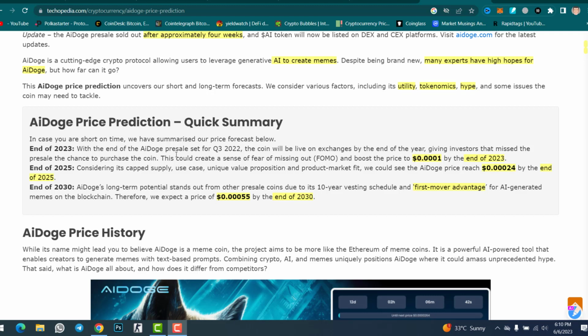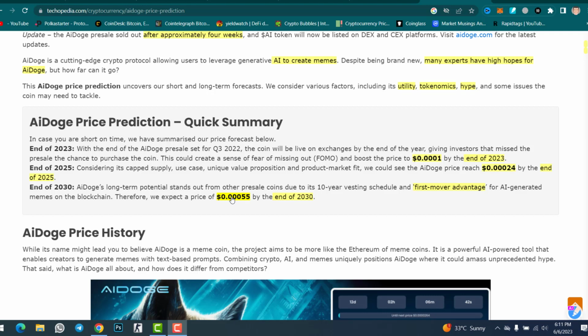For 2025, considering its capped supply, use case, unique value proposition and product market fit, we could see the Ai Doge price reach 0.0024 by the end of 2025. So after 3 years, at the end of 2025, we can see the price of Ai Doge at 0.0024. Moreover, if we check the end of 2030, after 8 years, Ai Doge's long-term potential stands out from other pre-sale coins due to its 10-year vesting schedule and first mover advantage for AI-generated memes on the blockchain. Of course, Ai Doge is the first AI meme coin inside the memes category. So we expect a price of 0.0055 by the end of 2030.